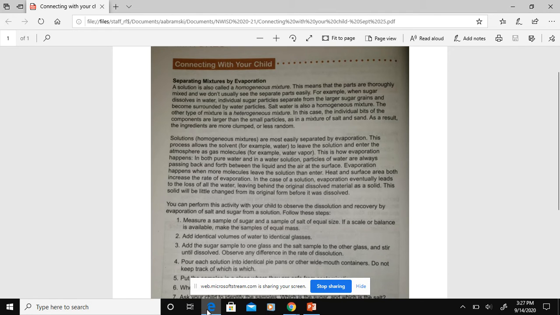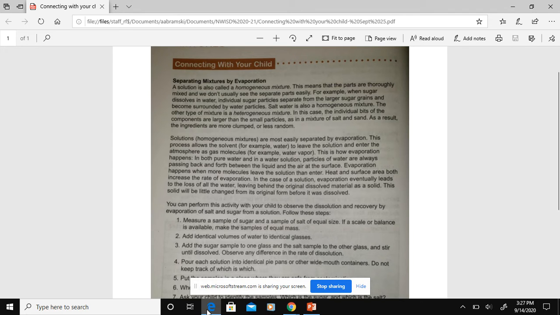The other type of mixture is a heterogeneous mixture. In this case, the individual bits of the components are larger than the small particles, as in a mixture of salt and sand. As a result, the ingredients are more clumped or less random.